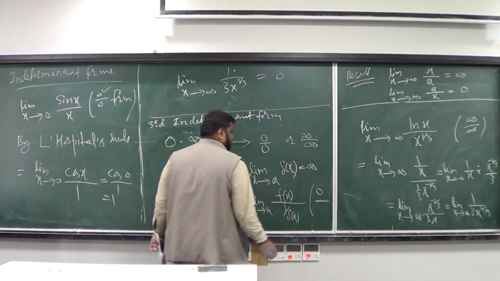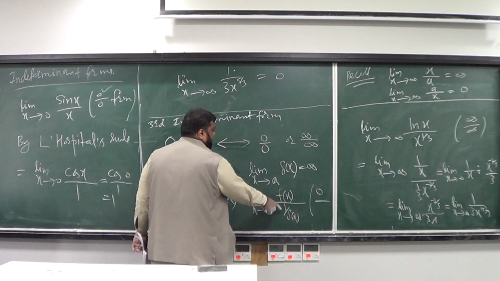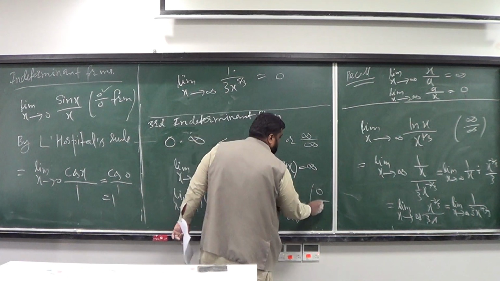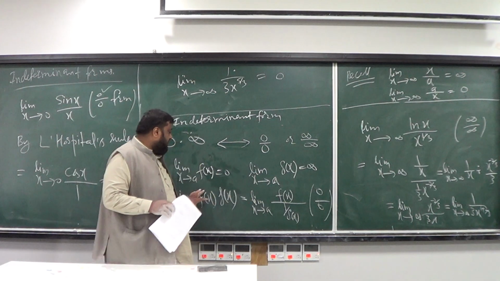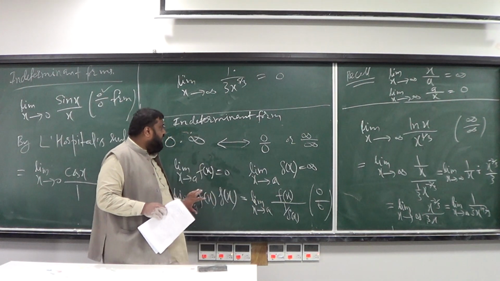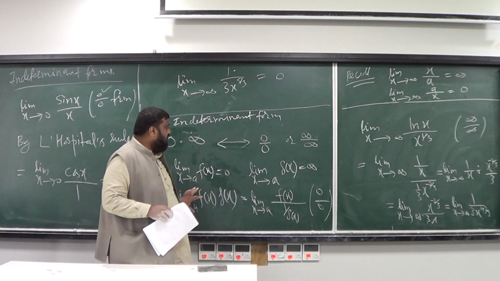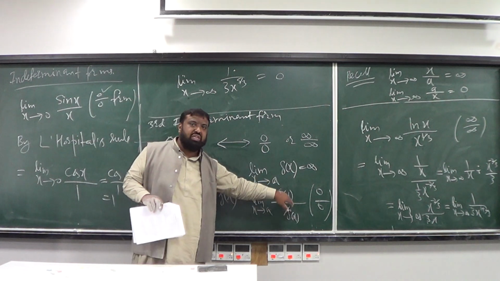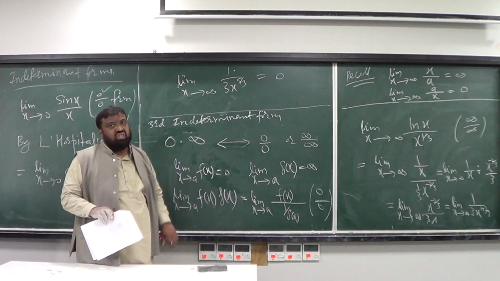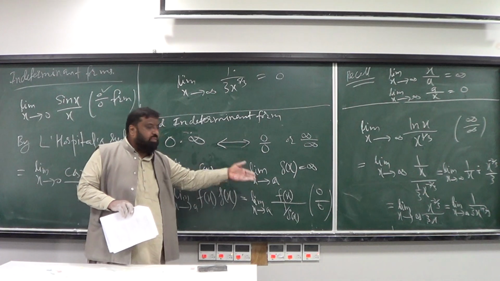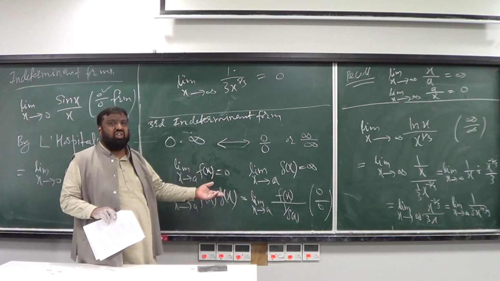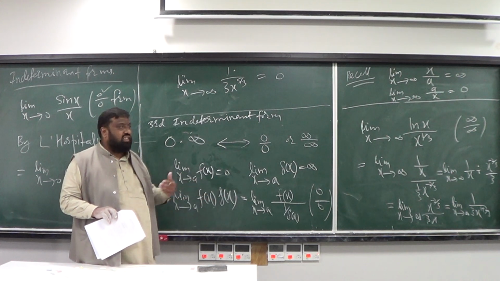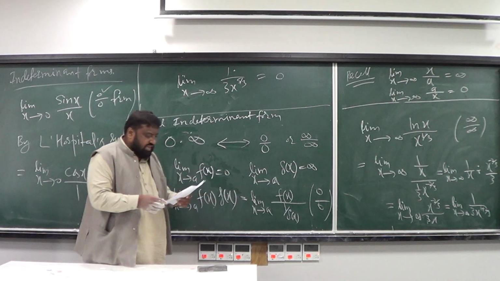So numerator is 0, and limit x goes to a, denominator is also 0. So now you converted the 0 by infinity form into 0 by 0 form. So what will happen now? Apply the L'Hopital rule on it. You know, differentiate numerator, differentiate denominator, and compute the limit. You will see that you will be able to get the limit.